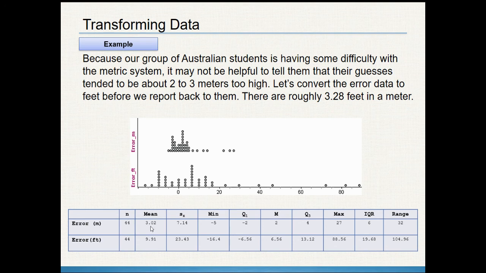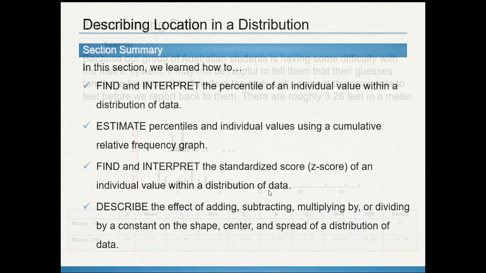So the mean in this case of the error was 3.02. We're going to multiply that by 3.28 and get 9.91 for our new mean. Standard deviation also gets multiplied by that. And you can see how the data here is transformed based on that previous slide.